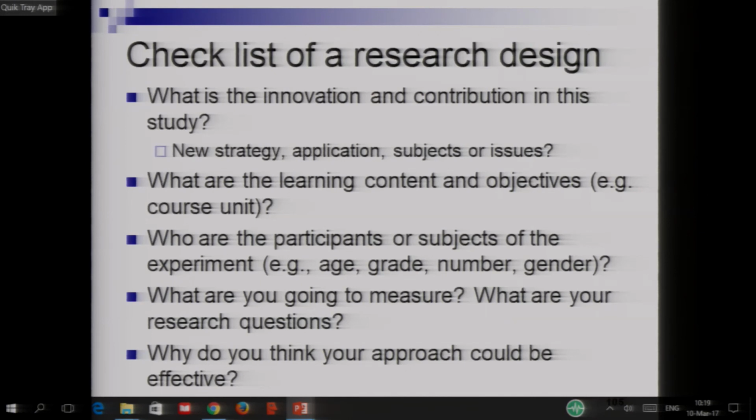Okay. So this is the last slide I want to show you. If you have already determined to do a research, please check this list before you do that. After you check, if there is no problem, then you can do that. If there are some problems, then fix the problems before you do it. Okay. This is my talk. Thank you.